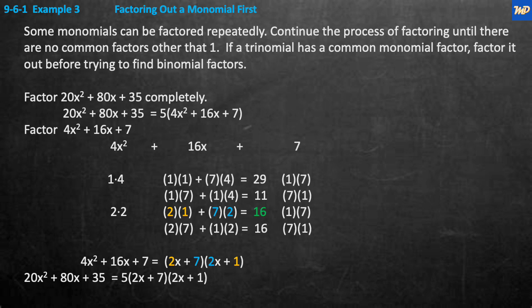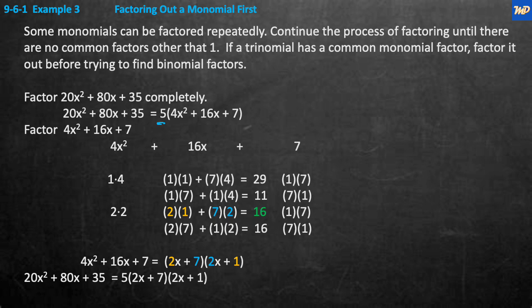So what we're going to do here is we look at this and we say, well, we can factor out of this 20, 80, and 35 a 5. Because we can take 4 5s out of 20. We can take 16 5s out of 80. And we can take 7 5s out of 35. So now what we're left with is the common factor 5 and the trinomial 4x squared plus 16x plus 7.